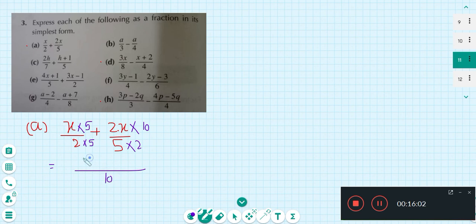x into 5 gives you 5x plus 2x into 10 gives you 20x. So we get 5x plus 20x. Like terms addition, same signs. So 25x over 10. Now you do some cancellation. 5 2s are 10 and 5 5s are 25. So the final answer will be 5x over 2.